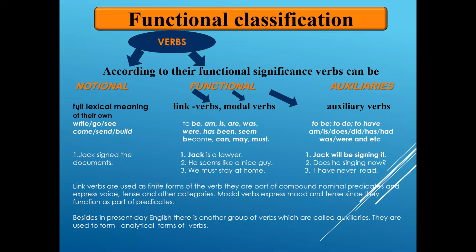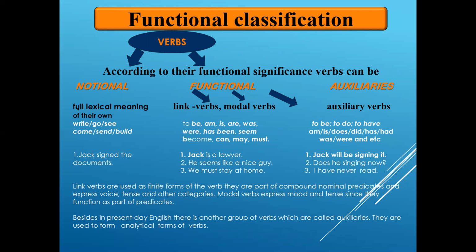According to their functional significance, verbs can be notional and functional, and functional verbs in their own turn divide into link verbs, modal verbs, and auxiliary verbs. Notional verbs have full lexical meaning of their own, such as write, go, see, jump, come, send, build, sing, sang, etc. And functional link verbs: to be, am, is, or was. So link verbs are used as a finite form of the verb. They are part of compound nominal predicates and express voice, tense, and other categories.